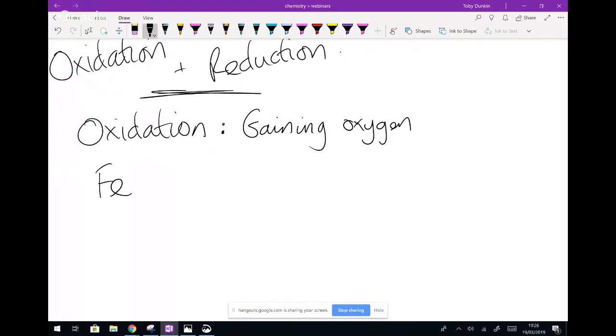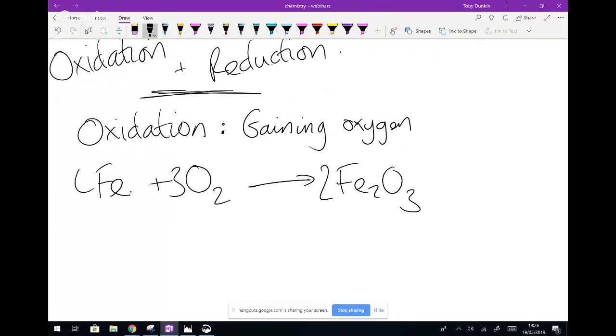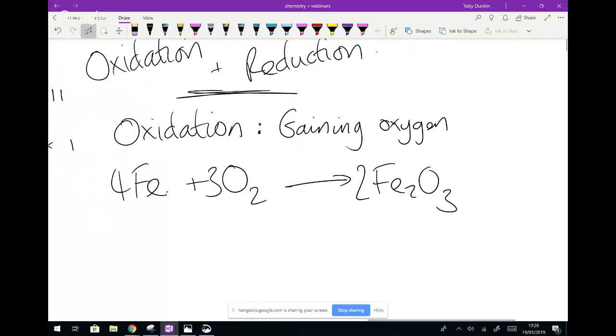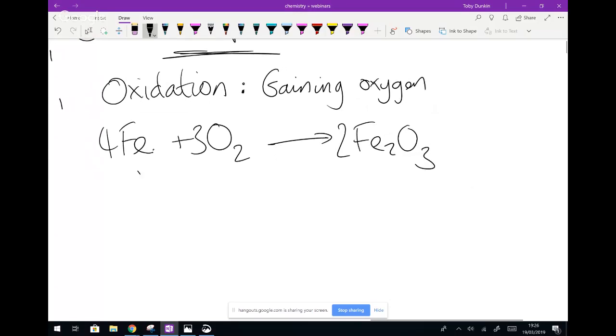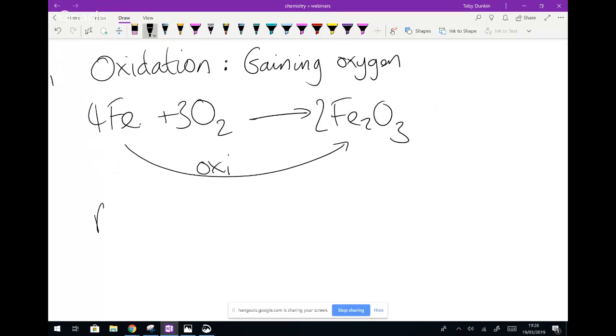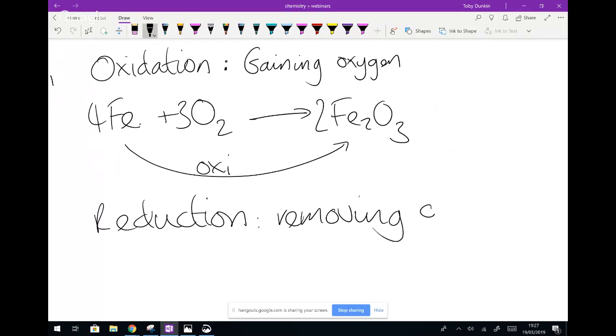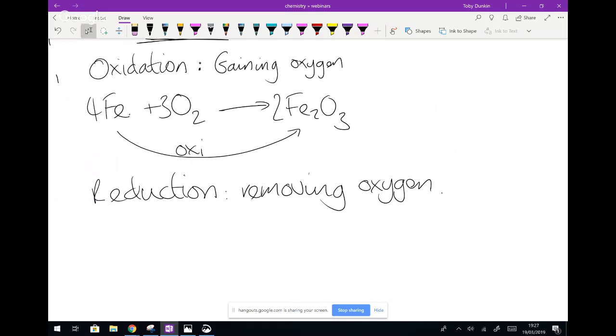Let's look at an example. Rusting: iron plus oxygen goes to Fe2O3. Let's balance the equation, common denominator 4. That is oxidation. It is absolutely true, iron has gained oxygen. Next thing, reduction. We then learn reduction is removing oxygen. This is still important. It still plays a key role, and it actually makes questions easier at times.